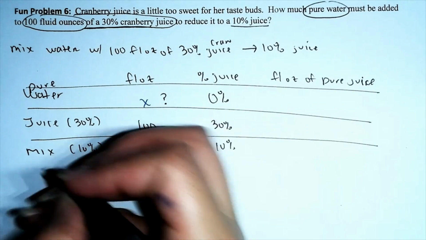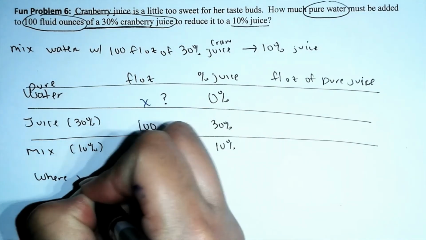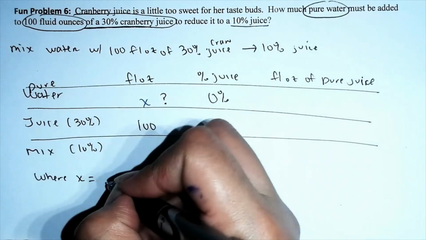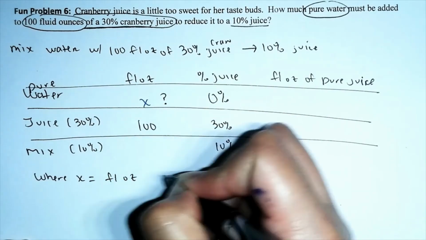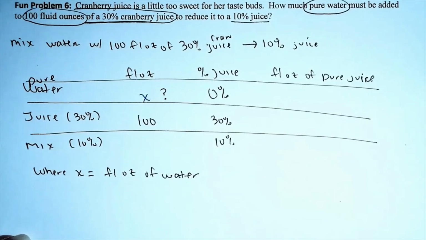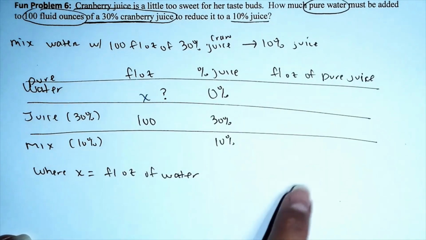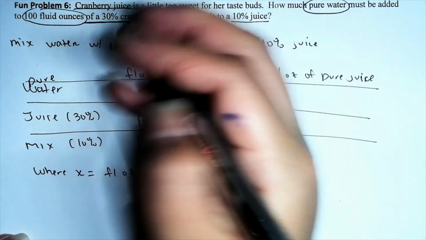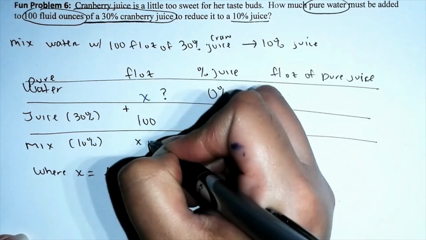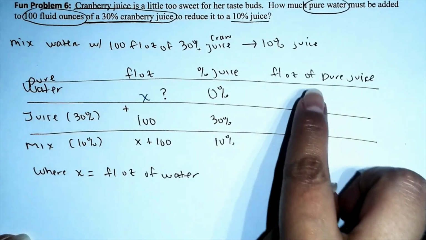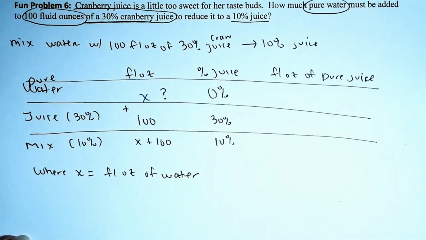So I'm gonna say where X represents fluid ounces of water. I can just say amount of water and then put the unit in parentheses, but whatever. Let's complete the rest of the table. We got X ounces in one, 100 in the other. When we add the two, we're going to have a total of X plus 100 ounces of liquid in the mix.